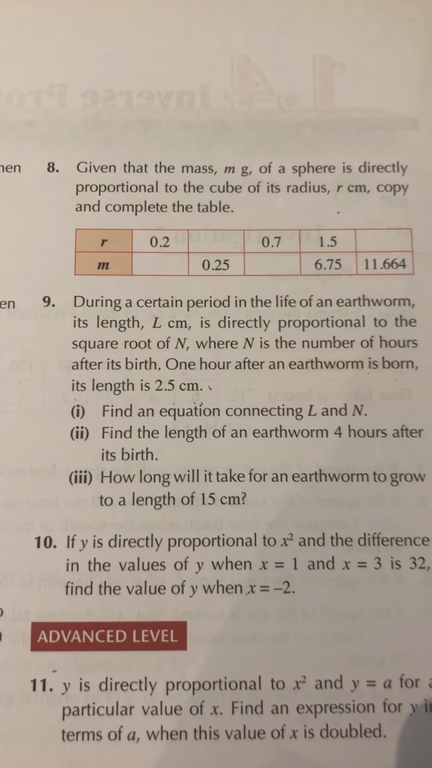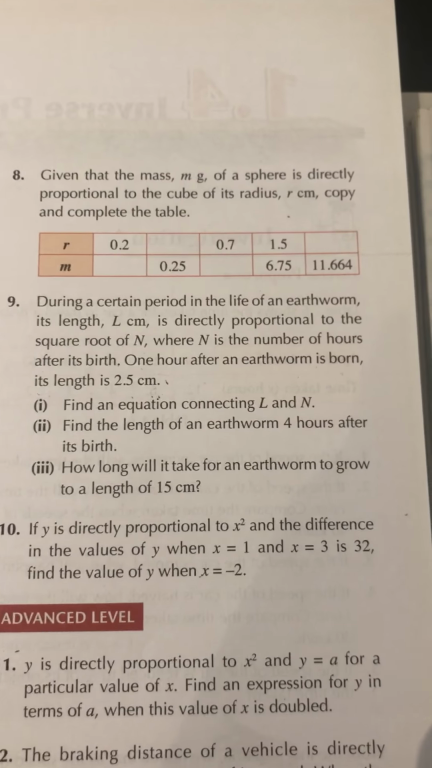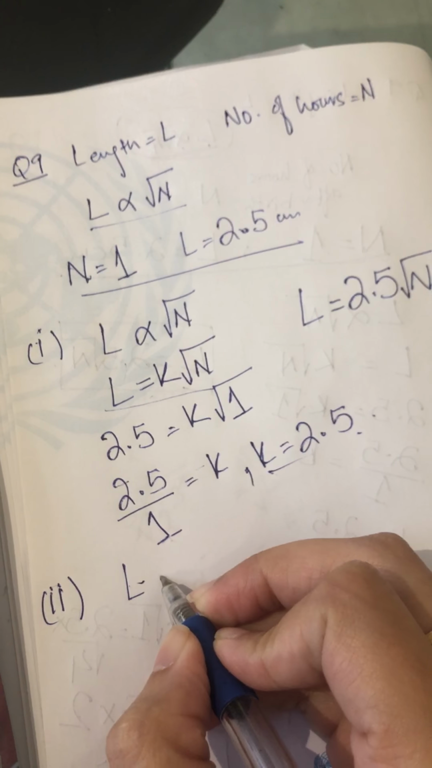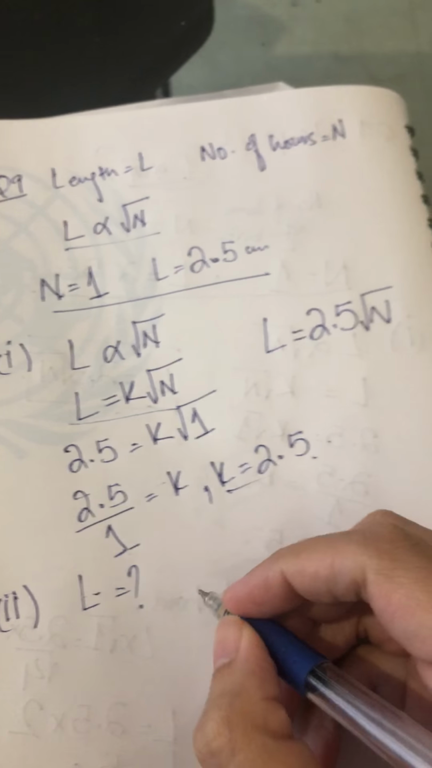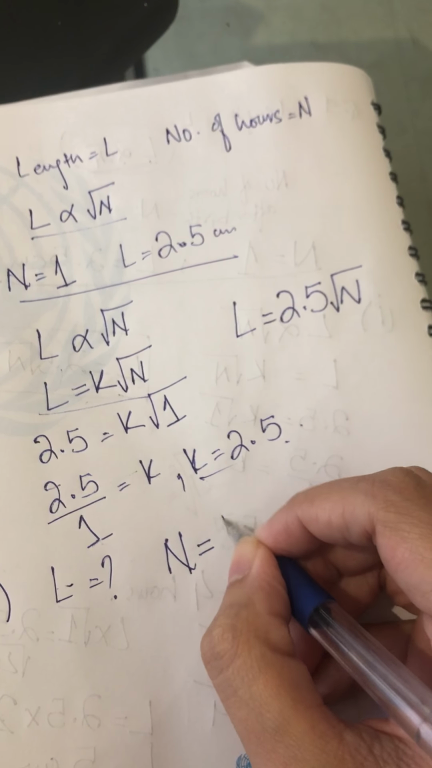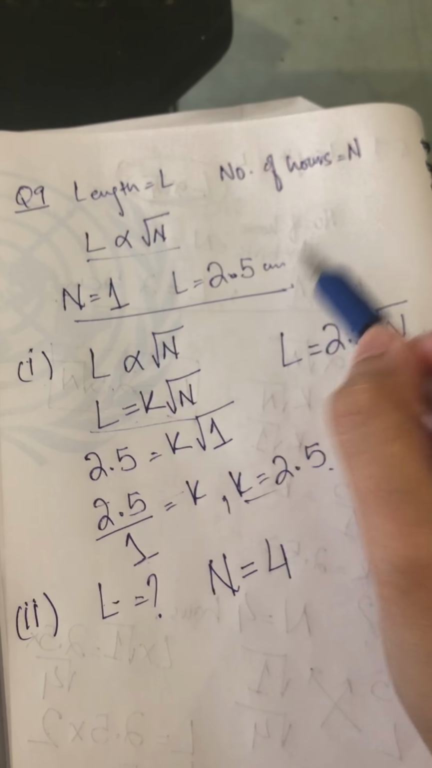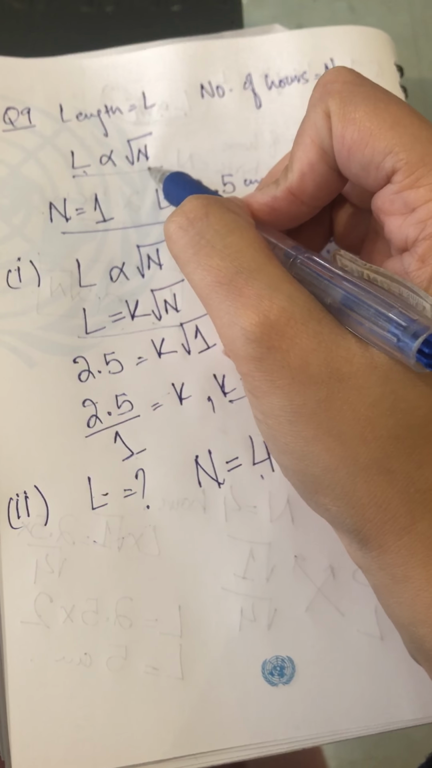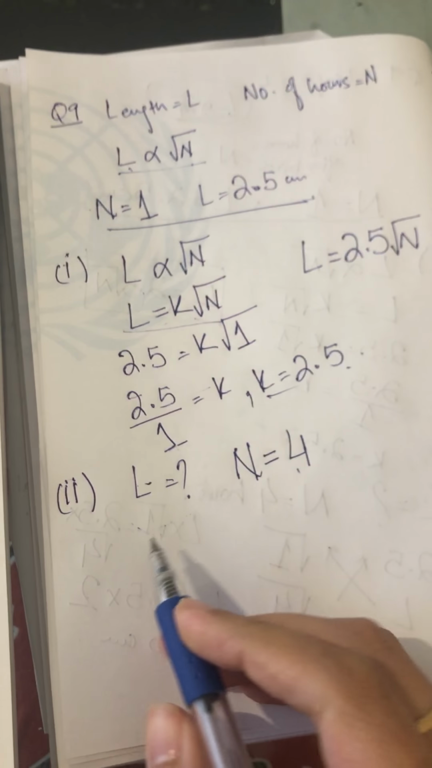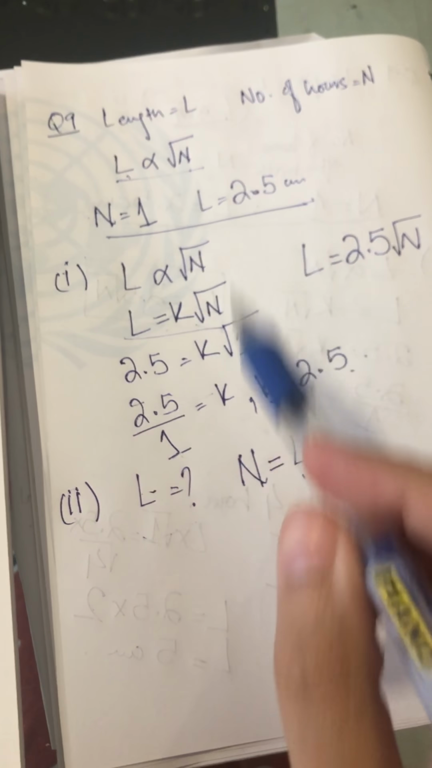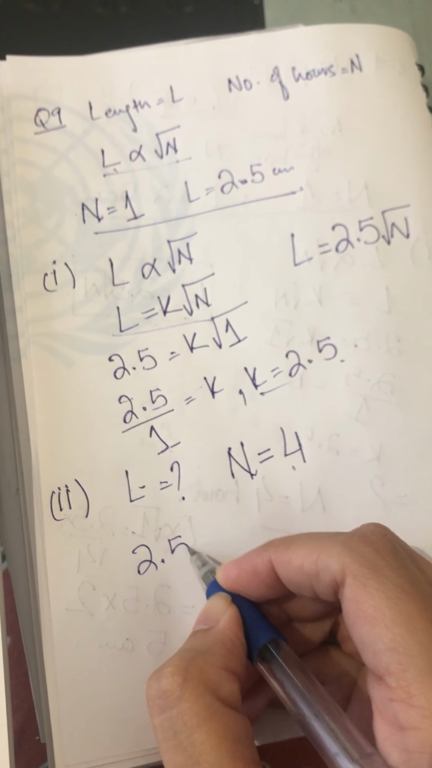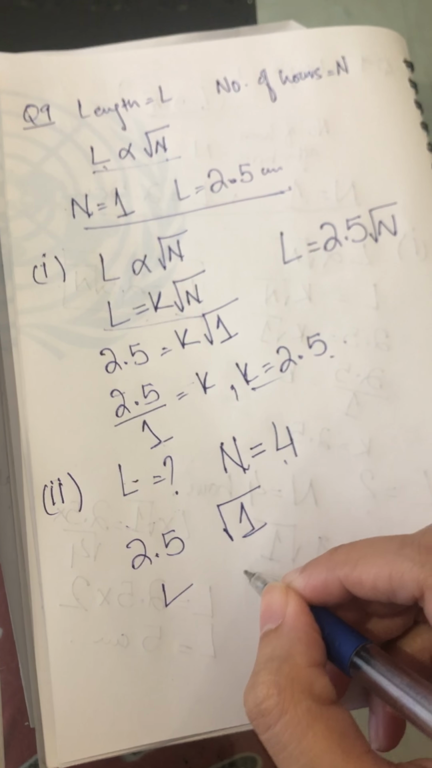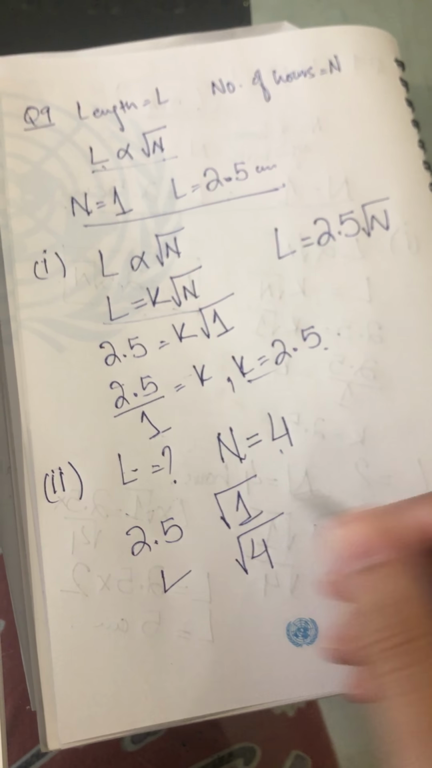Now the second part is find the length of an earthworm 4 hours after its birth. So length L is what we need to find out, and number of hours after its birth are given, which are 4. So we're going to use this and this. And remember, the relation is between L and square root of n. So when L is 2.5, we have square root of 1. When we need to find out L, we have the square root of 4.